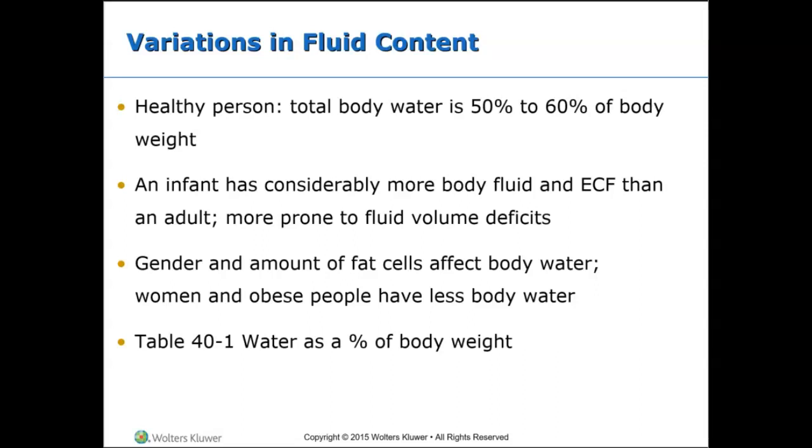Our body is comprised of about 50 to 60% fluid. Men have more body fluid than women because they have more muscle tissue than women do. Women also have a higher percentage of body fat than men. Obese people have a lower percentage of body fluid because adipose tissue does not contain water. Older adults also have a lower percentage of body fluid because of decreased muscle mass.